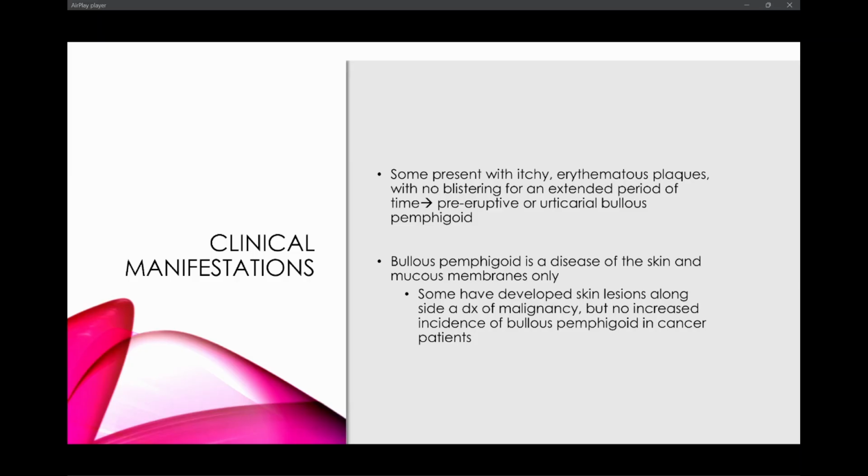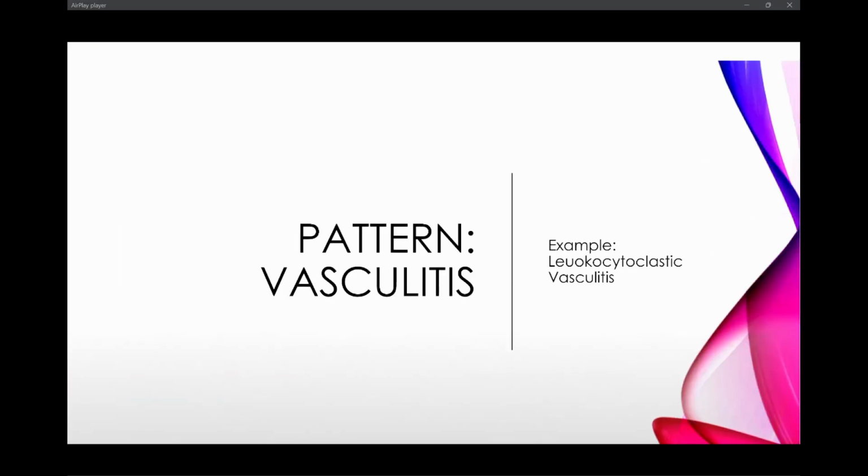Some have developed skin lesions along with a diagnosis of malignancy. So there's no increased incidence of bullous pemphigoid in cancer patients, but if you have bullous pemphigoid, you may have a risk of cancer later. Okay? It's like saying that not all wheezes are asthma, not all asthma is wheeze, same thing. Not all cancer patients get bullous pemphigoid, but if you have bullous pemphigoid, you may develop cancer. So that's the vesiculobullous pattern, bullous pemphigoid.